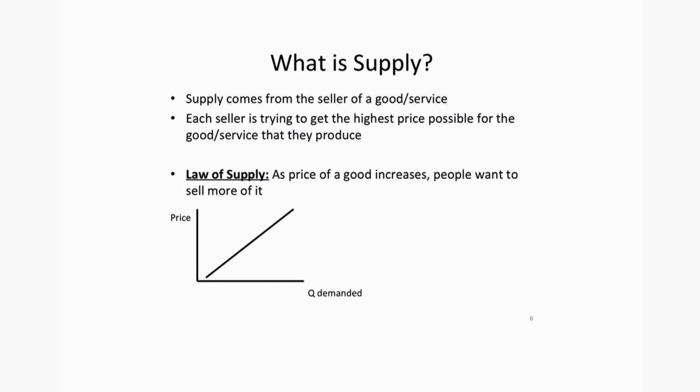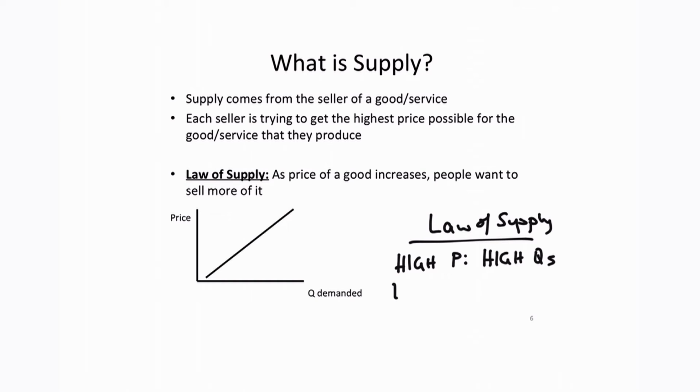Next, we want to talk about supply. Supply comes from the firm, and the firm is trying to get the highest possible price that they can for the good or service that they are selling. The law of supply is going to tell us that at a high price, we are going to have a high quantity supplied, and at a low price, we are going to have a low quantity supplied. So as we can see here, the supply curve is going to be an upward sloping line.